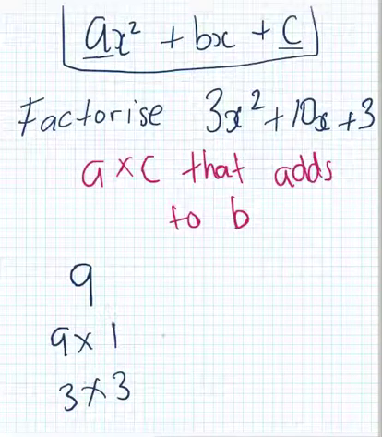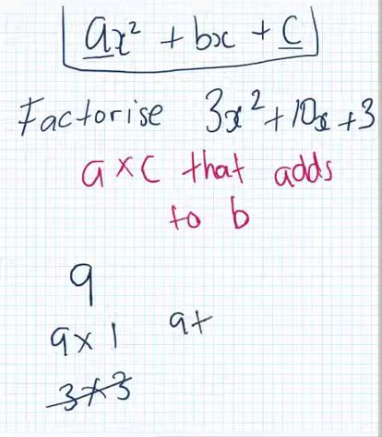Out of these two factor pairs, which one is it possible to add to 10? Well, I know that 3 plus 3 is 6. That can't give me 10. But I know that 9 plus 1 will give me a positive 10. And I'll be using this.